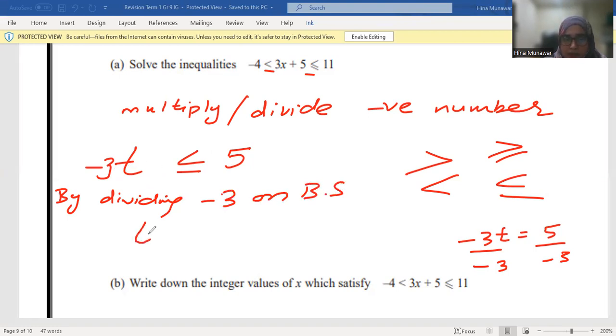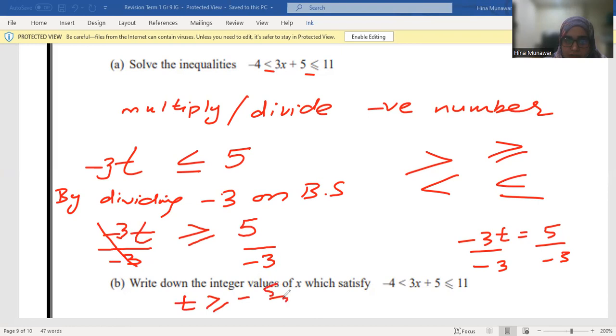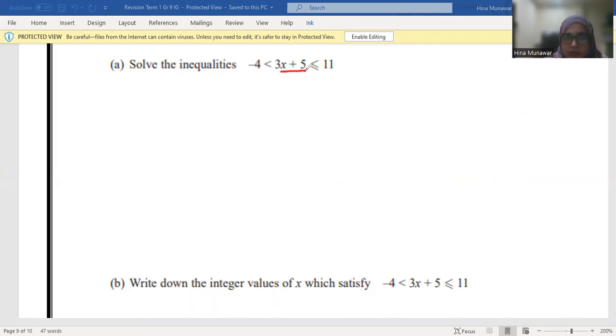When you divide both sides, your inequality is changed, because here you are dividing by a negative number. So negatives change the inequality. So t is greater than or equal to minus 5 over 3, right? Similarly, if it's greater than, it changes into less than. Let's move here. So our main focus is in the middle.